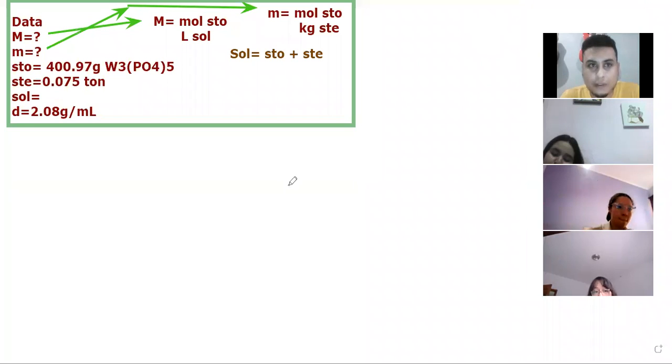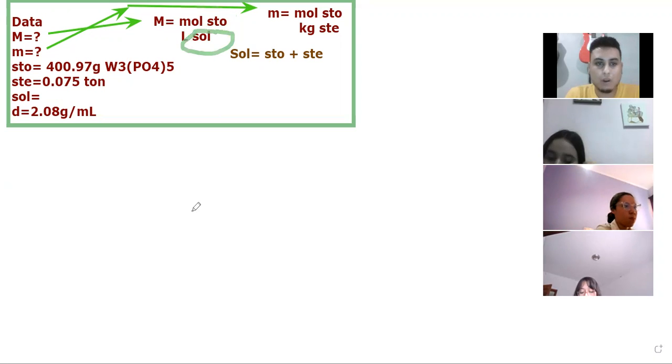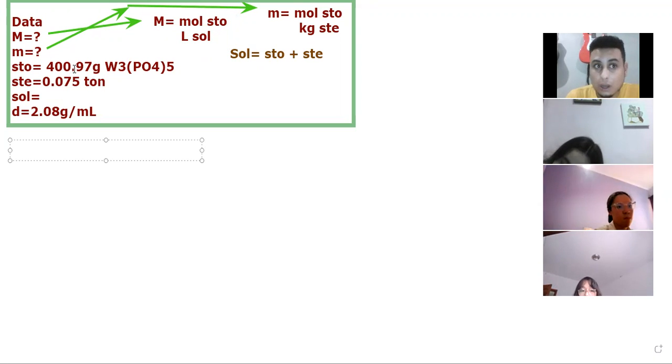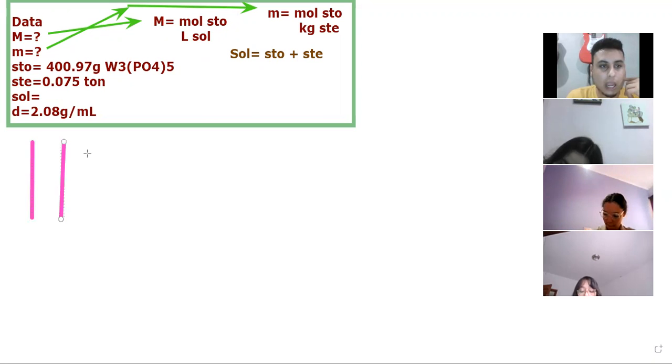Identify the components of the formula. We need the moles of solute, right? And we need the liters of solution. We are going to start here with the grams of solute. Remember that we have grams. We need to convert this to moles. That is easy. If you remember, we have a specific table that we can use to convert the grams into moles.